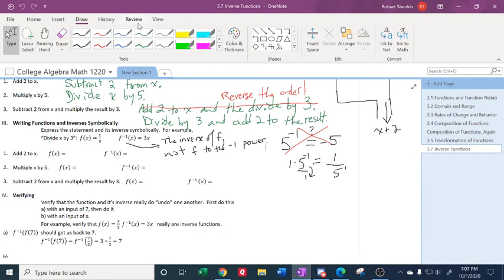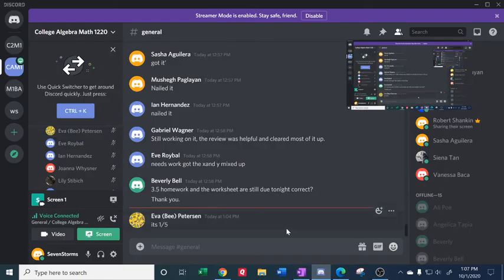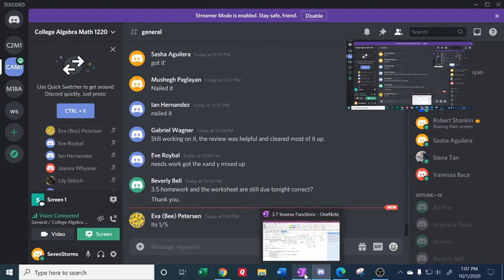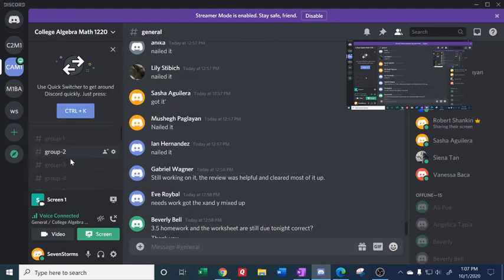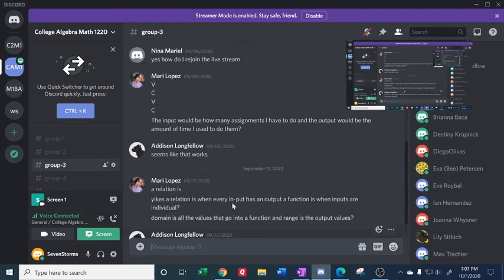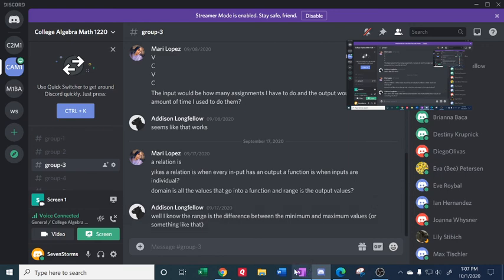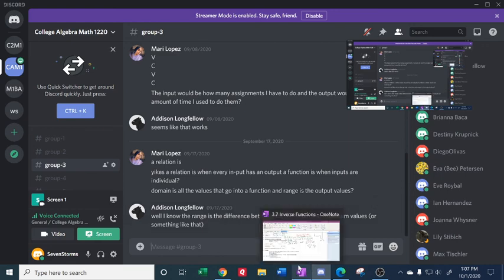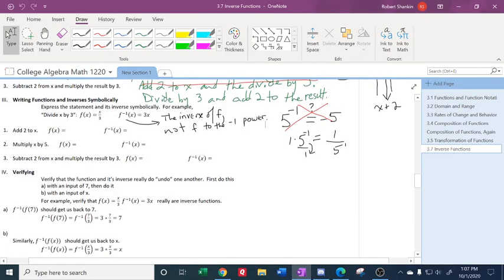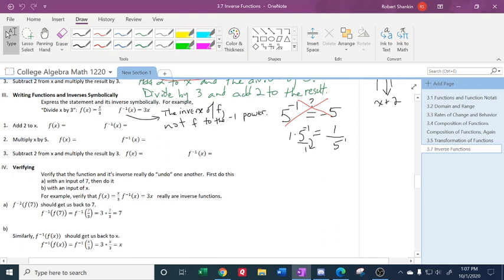And let me ask group 3, what did you get for this one? f of x is equal to what? Group 3, and I'll check over here if the mic is not working. Got anybody in group 3? Are you here today? Maria or Addison, either one of you? Okay, let me go to group 2. What do you got, group 2?